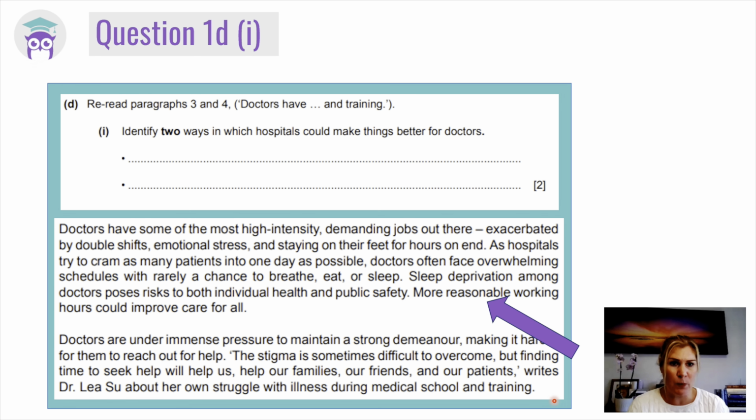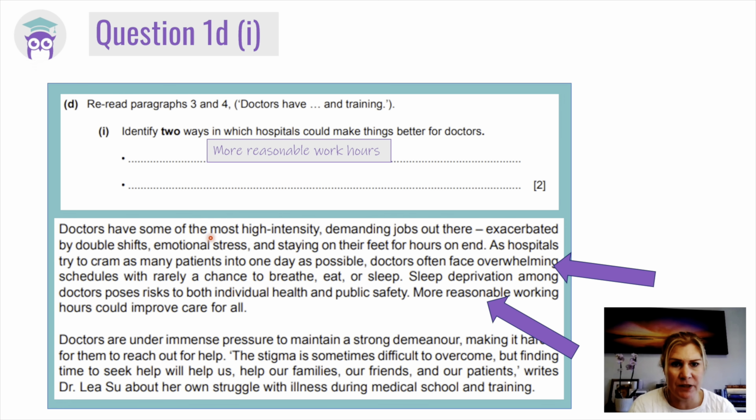More reasonable working hours could improve care for all. When you were skimming and scanning, you might have seen the word improve and thought, oh, right, so this is saying it's going to improve life for doctors, more reasonable working hours. But you might have actually struggled to find anything else that was really, really explicit. What you need to do in these cases is use your skills of inference and deduction.